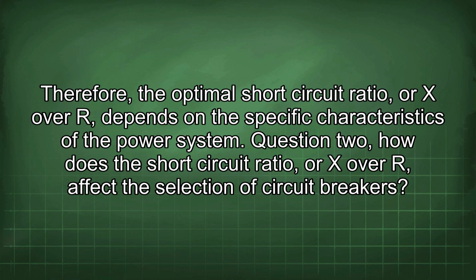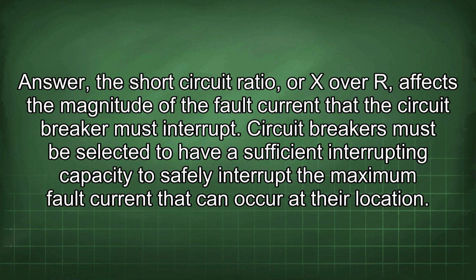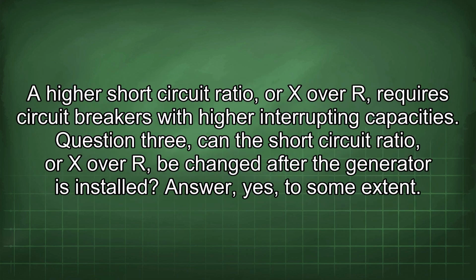Question 2. How does the short circuit ratio, or X over R, affect the selection of circuit breakers? Answer: the short circuit ratio, or X over R, affects the magnitude of the fault current that the circuit breaker must interrupt. Circuit breakers must be selected to have a sufficient interrupting capacity to safely interrupt the maximum fault current that can occur at their location. A higher short circuit ratio, or X over R, requires circuit breakers with higher interrupting capacities.